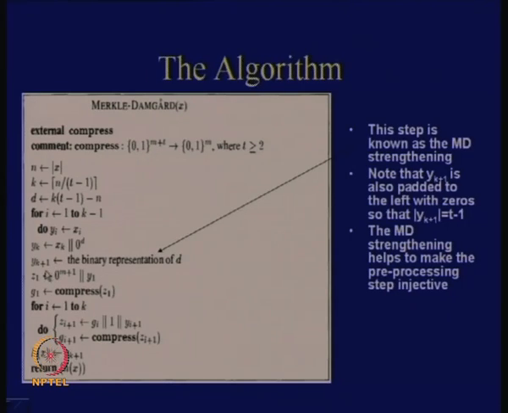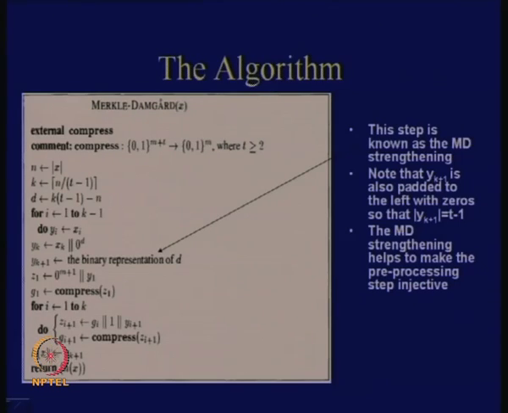So what you do is you take yk plus 1 and in yk plus 1 you write the binary representation of d. So d is some value, like 4, 5, 6, something. So you write the binary representation of d and you pad to the left with zeros, because you have to make this also of size t minus 1. So all the y values are of size t minus 1. So this is the way you create the y's.